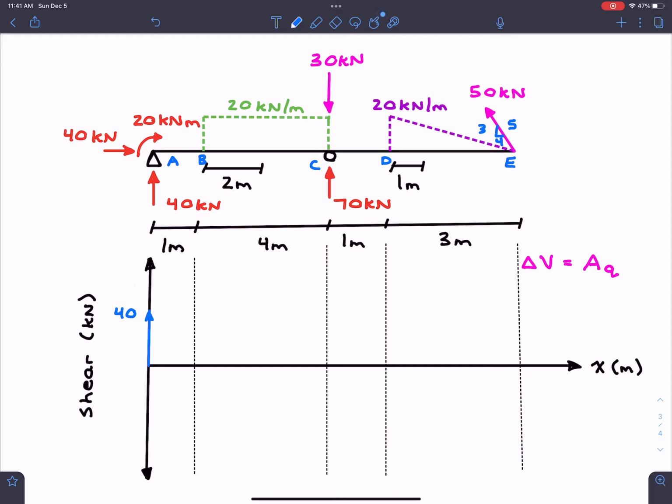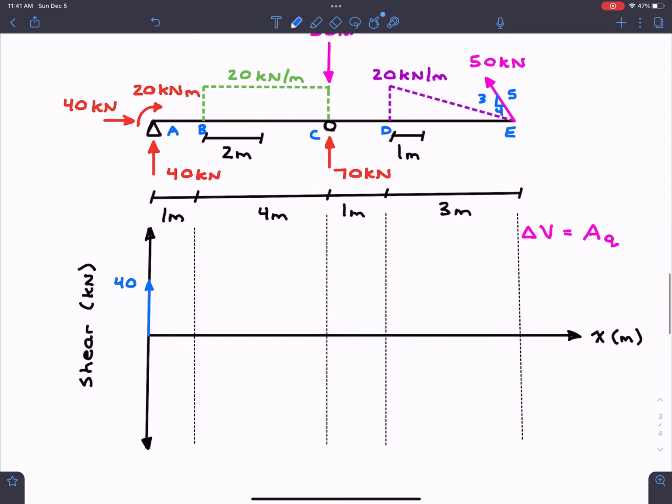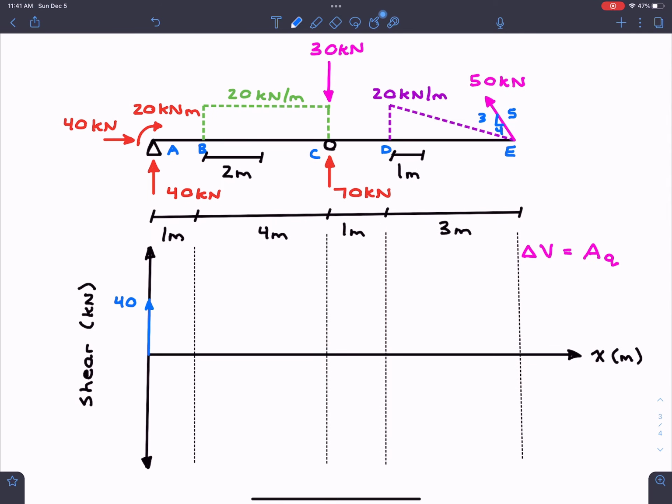So for our first segment, A to B, we have no distributed load and no point load. So we know that the shear diagram is not going to change. It's going to remain constant. So that's still 40. I know that I drew it kind of inclined up a bit. This is constant. It does not change. That looks a little bit better.